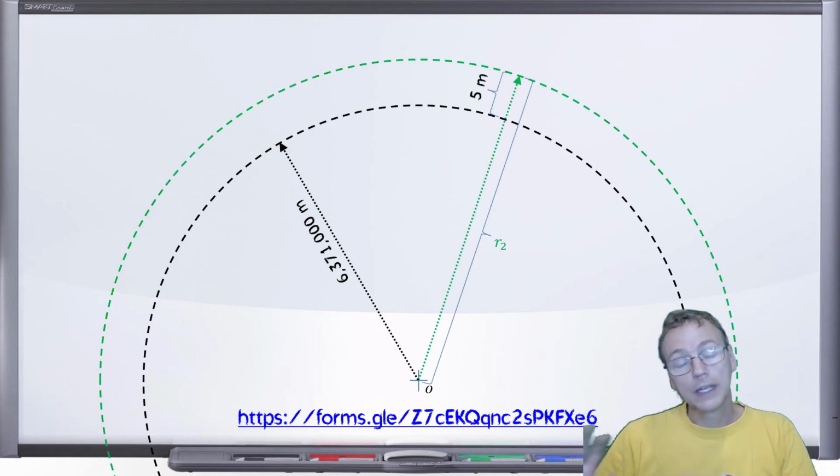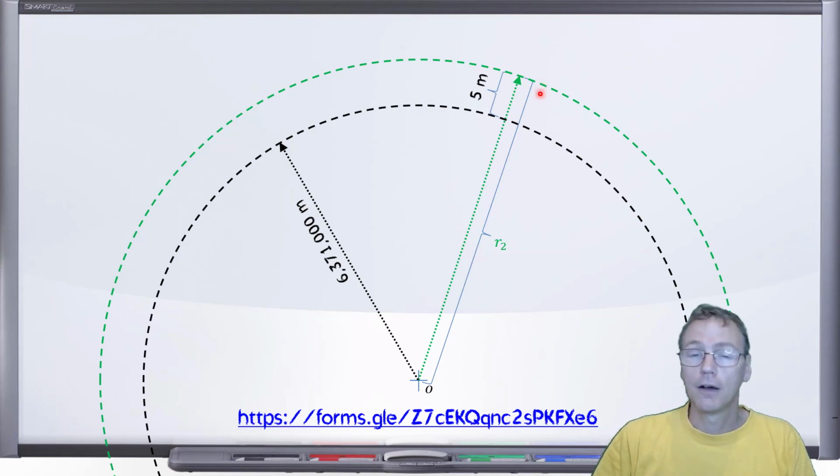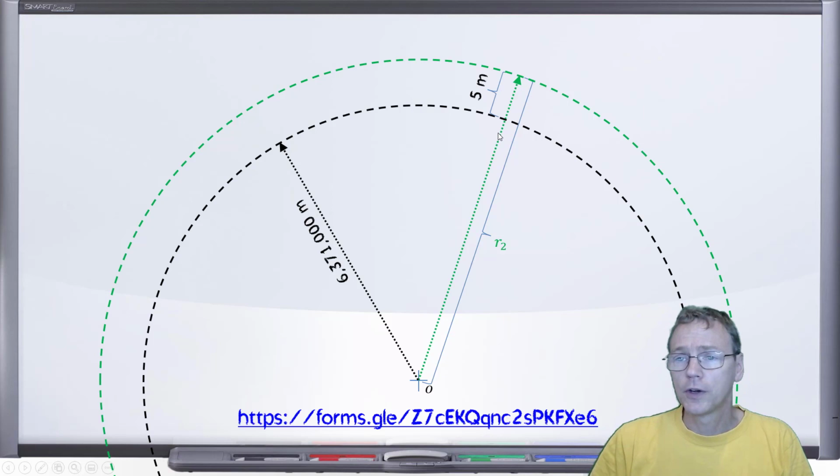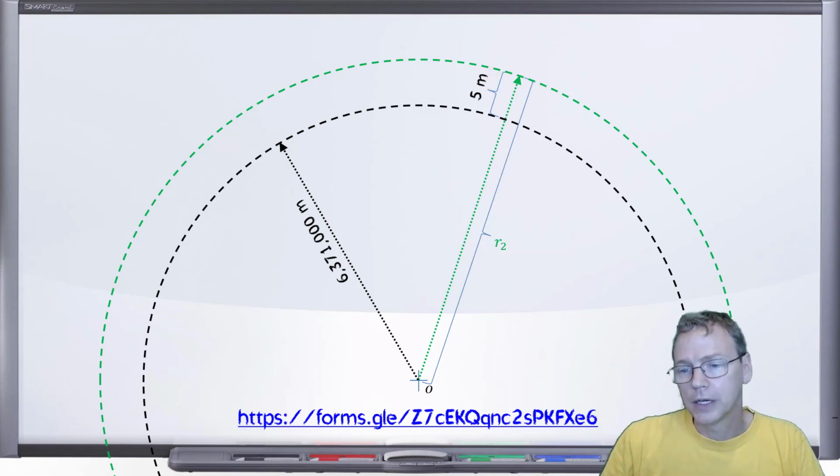Let's take a look at a green sphere now. This is a green sphere, and I will be asking on that same form, what is the radius R2 of the green sphere? Once again, we have a point somewhere on the green sphere that is 5 meters above the reference sphere, which was, once again, 6,371,000 meters in radius. So if I have the black sphere with this radius, and I have a green sphere that is 5 meters outside that at a given point, then what is the radius of the green sphere?